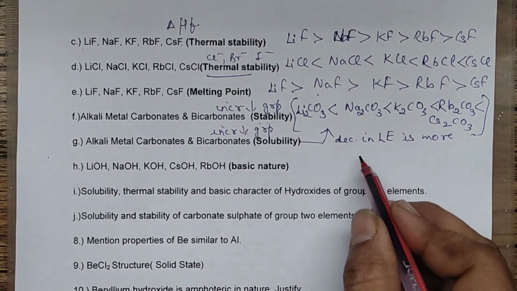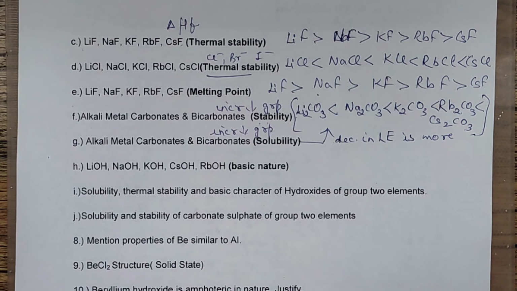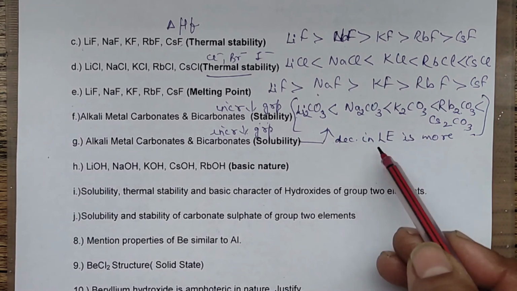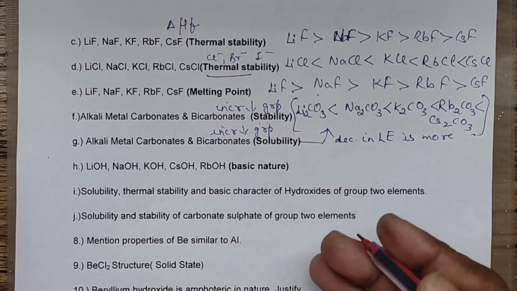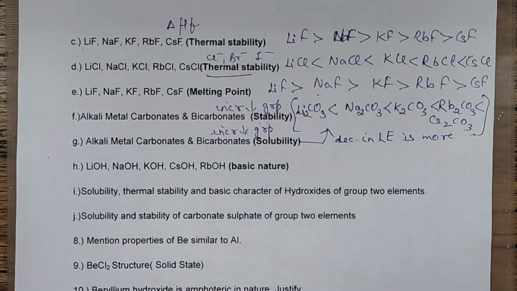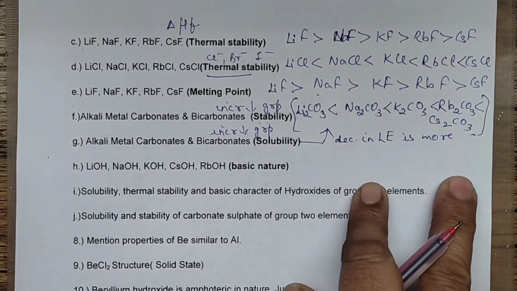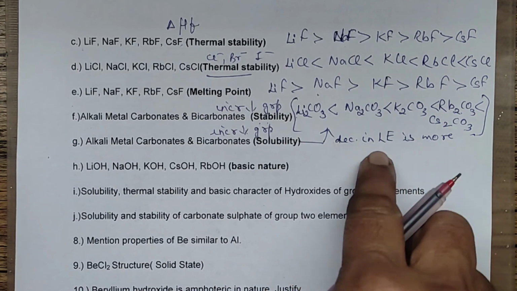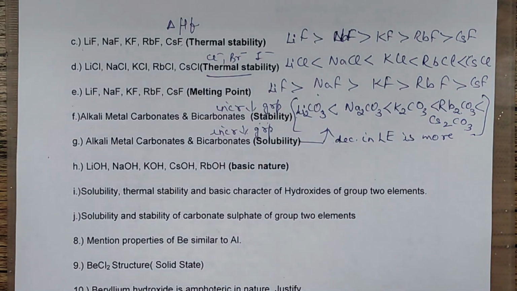So there are two factors only for the solubility. The solubility will be more if hydration enthalpy is more, right? But the lattice enthalpy decreases much more down the group. Both are decreasing down the group, but the decrease in lattice enthalpy is much more than the decrease in the hydration enthalpy. Therefore solubility is increasing down the group.